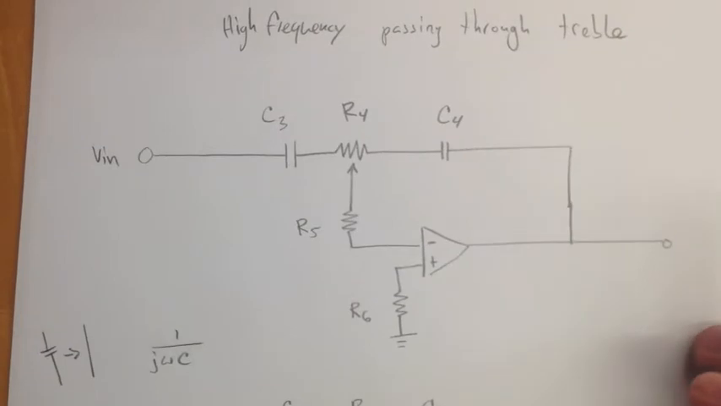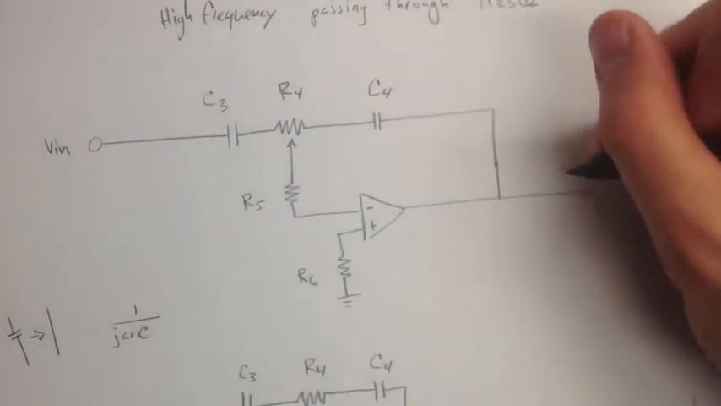So then if we take a look at the treble component of the circuit, we can see we have V out and Vn.